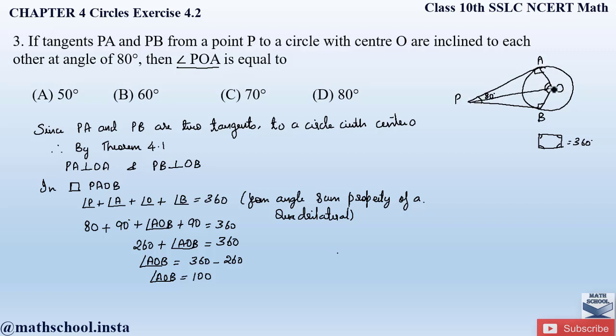So to find out angle POA, we will prove that these two triangles, that is POA and POB, are congruent. If they are congruent, then this whole angle will be divided by 2, equal to 50 degrees. Therefore each angle will be 50 and 50. So if we prove them to be congruent, then by CPCT we can say that angle POA will be equal to angle POB. So you can write down in triangles POA and POB.